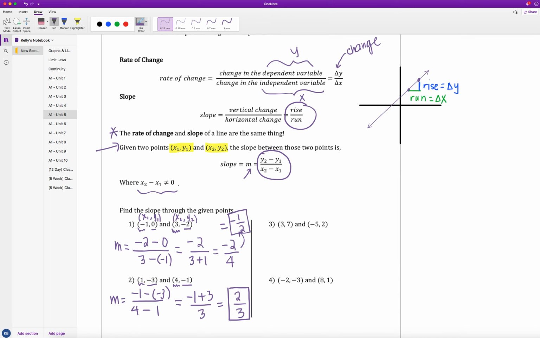Okay, let's look at example 3. It says (3, 7) and (-5, 2). Why don't you guys pause the video and calculate the slope first? Okay, let's check example 3.